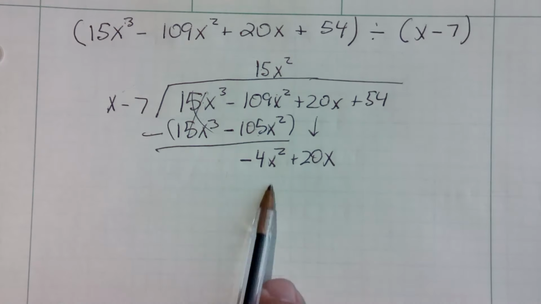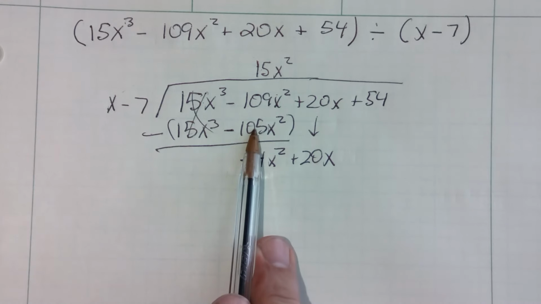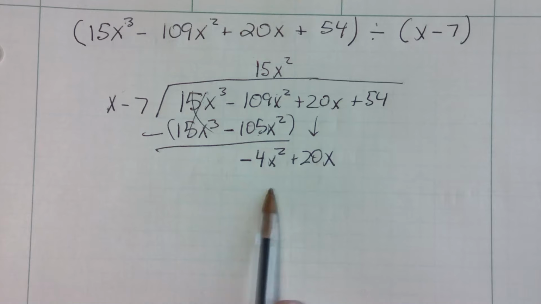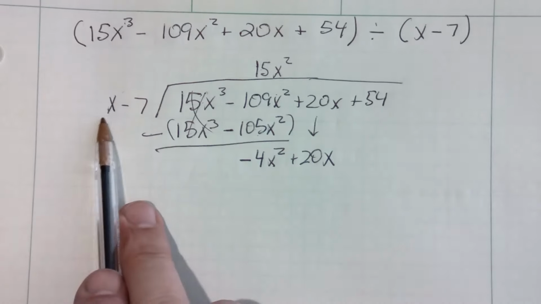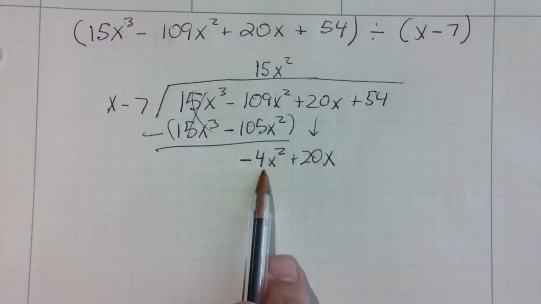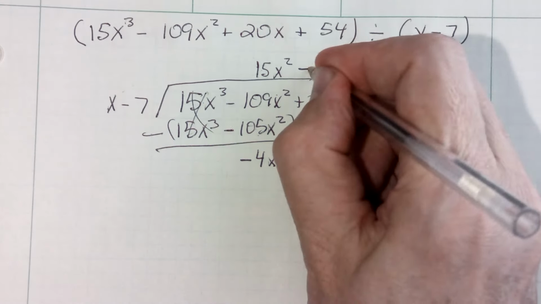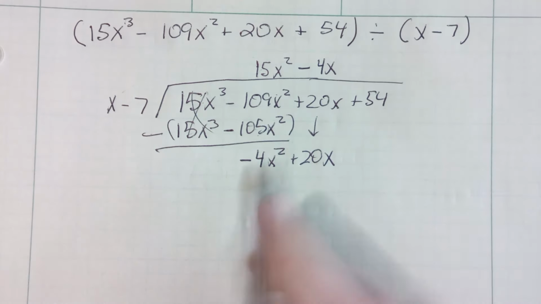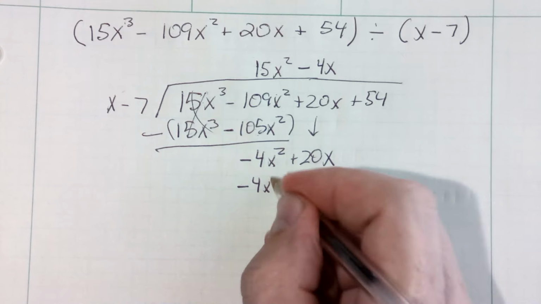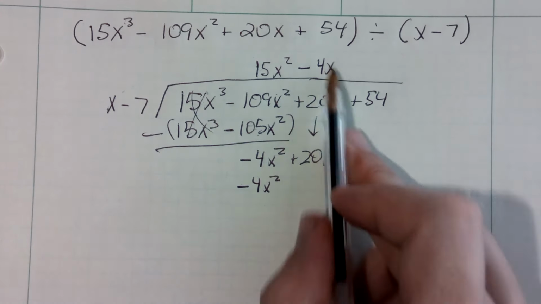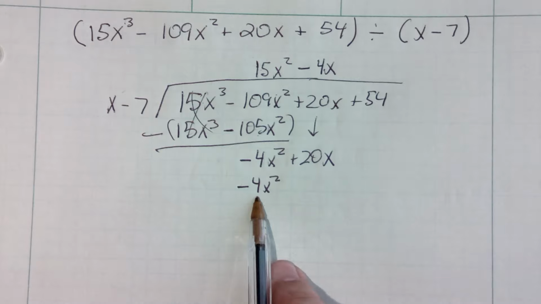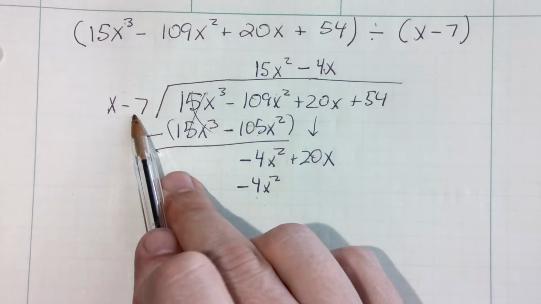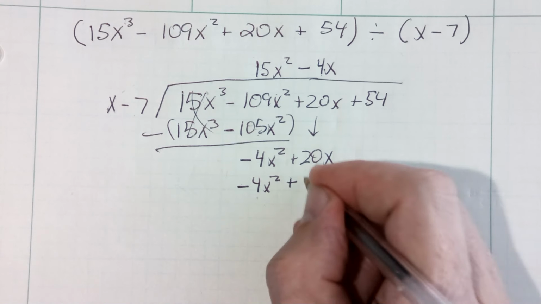Now I drop the next term down, plus 20x. And now I repeat the process. I'm always looking for two polynomials in a subtraction, or a line that I subtract through. I got to get a second binomial here. So I ask myself, what do I multiply x by to get it to be a negative 4x squared? Well, I need a minus 4x. Negative 4x times x gives me a negative 4x squared. You notice how I write it down underneath. This is what I multiply that by to get that, because I want them to cancel. But I also must multiply the negative 4x by the negative 7, which gives me a positive 28x.